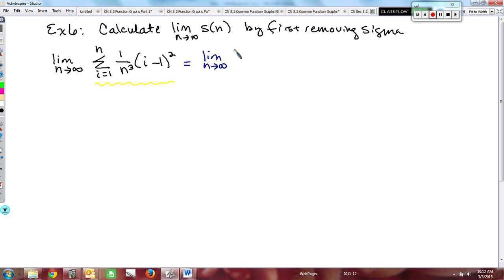We're going to pull the constant out, 1 over n cubed. Now be careful. The constant is a constant because it's not the variable in the sum. It is not a constant for the limit, so I don't pull it out of the limit. I only pull it out of the sum. And then this (i minus 1) squared, because that's multiplication, I'm going to go ahead and FOIL that out. So I would get my i squared minus 2i plus 1. So I turn my product into a sum.